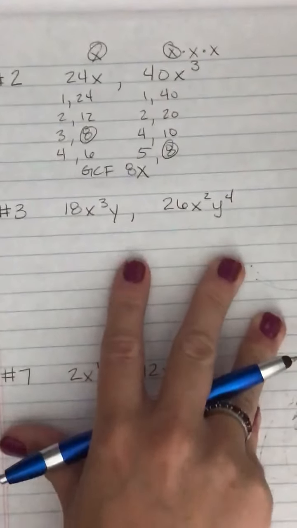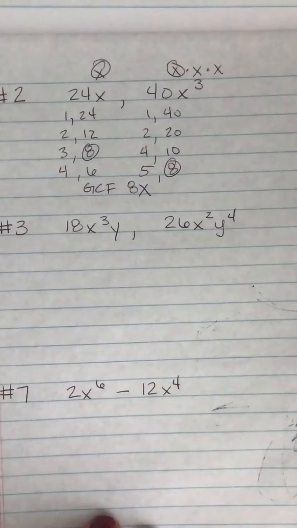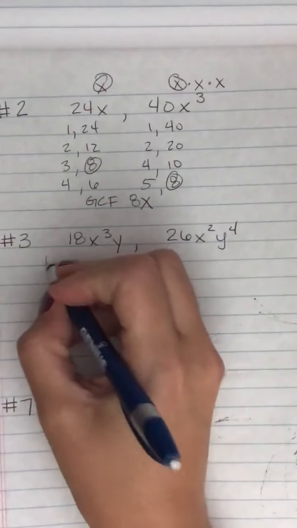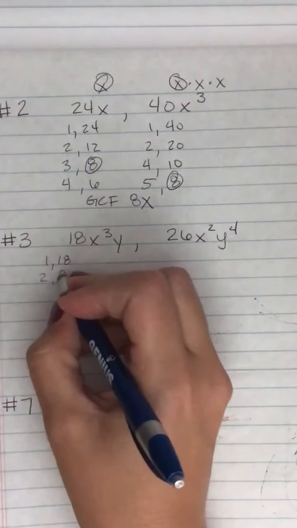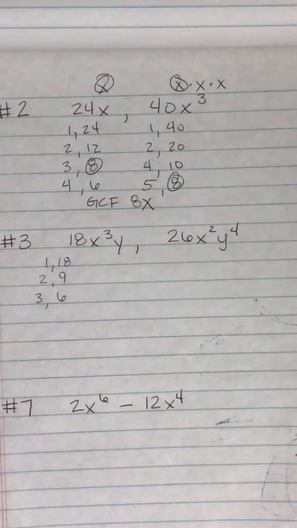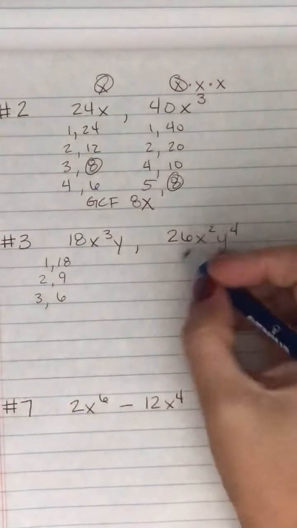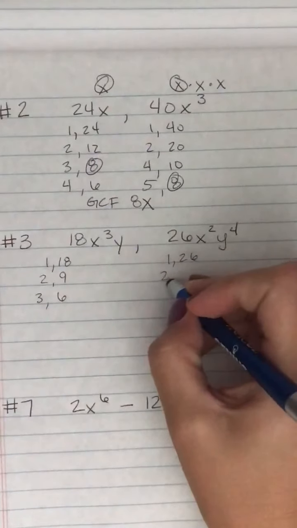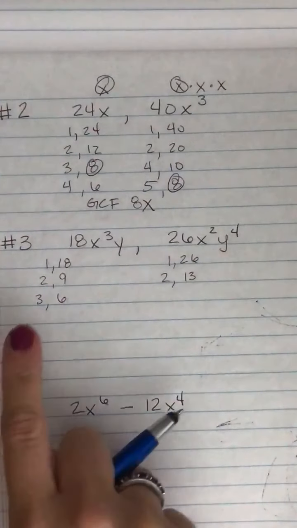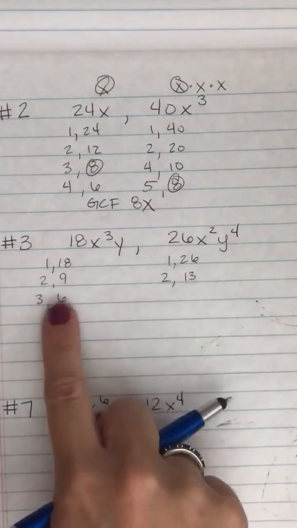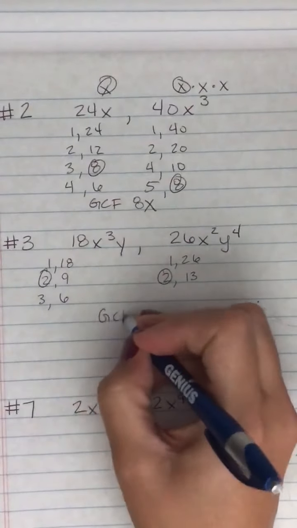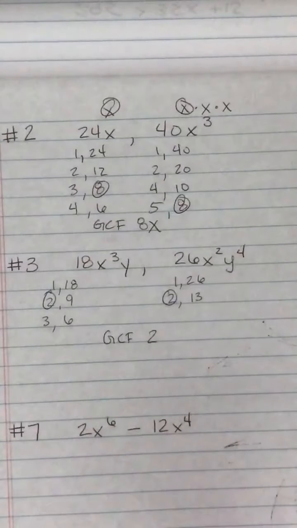So, same idea here, number 3. List your numbers for 18. You have 1 and 18, 2 times 9, 3 times 6. List your numbers for 26. 1 and 26, 2 and 13. Now what is the biggest number that they have in common? The biggest number they have in common is 2. So your GCF is going to be a 2 as far as the numbers.